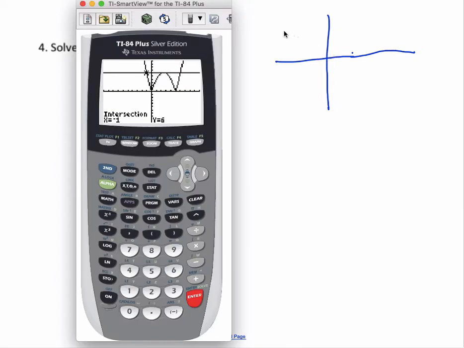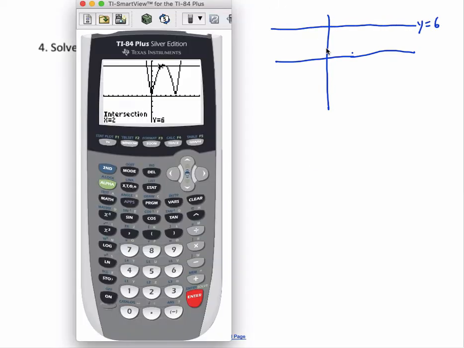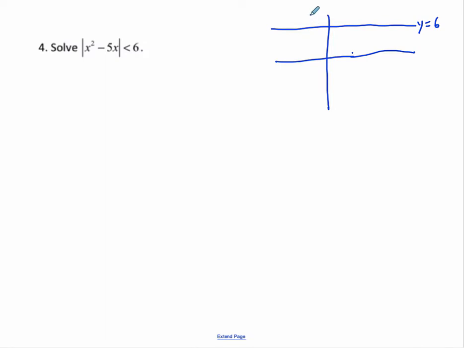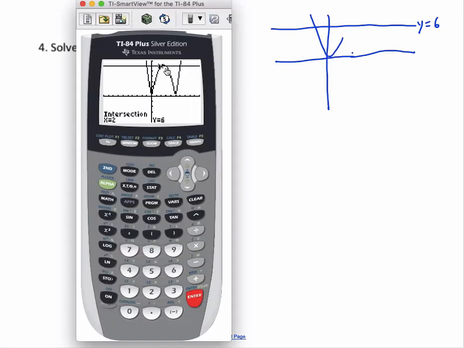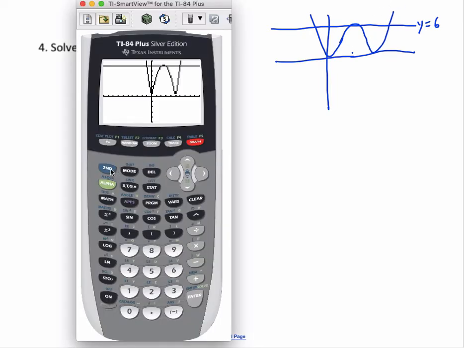So it looks like I'll draw this line over here to represent 6. Okay, so let's draw that function. It looks like from the graph actually that it intersects at 2 points right here, so be very careful. It's not 1 point. It goes like that. Okay, so let's find those points of intersection.